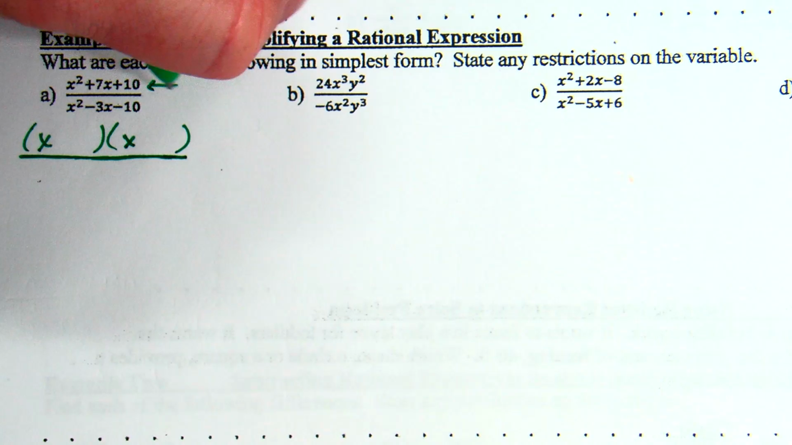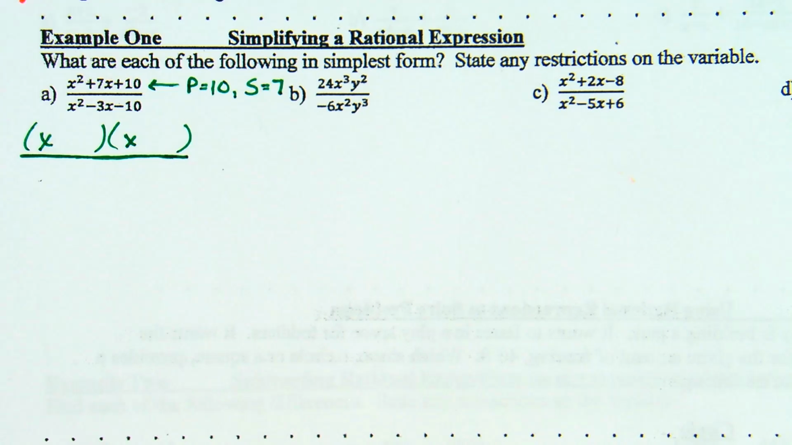So I tend to say product of 10, sum of 7. But I'm not against Eli's words either. I try and say it both ways. So multiplying to be 10, adding to be 7. You guys came up with 2 and 5. What about the signs?